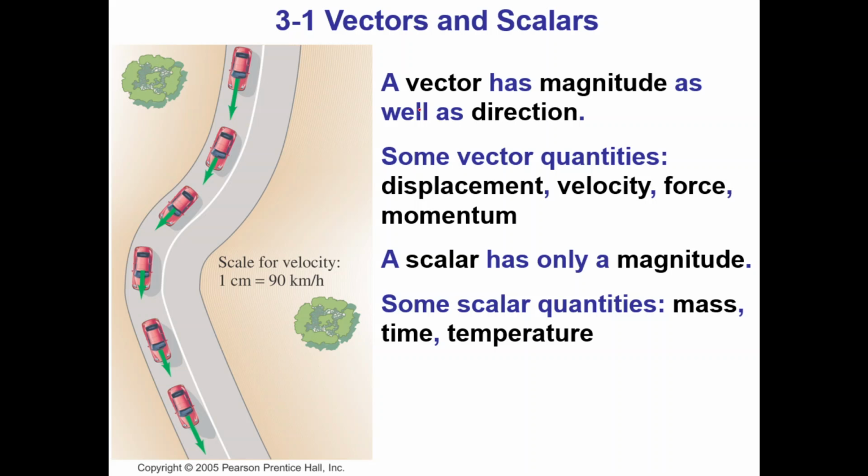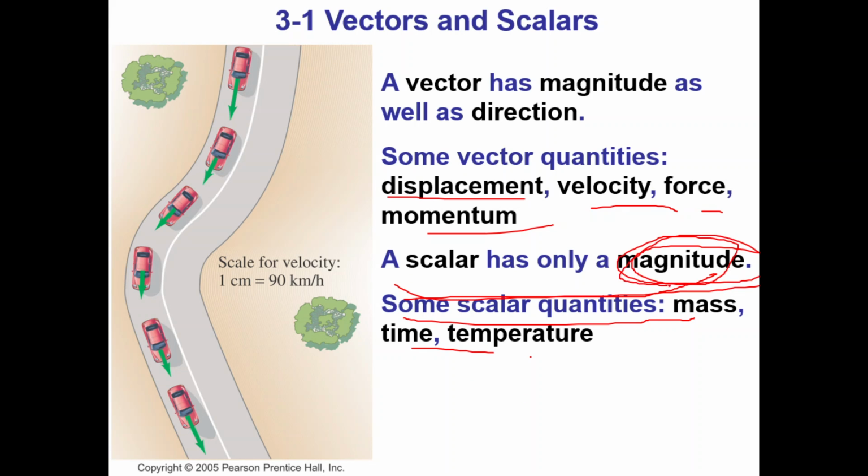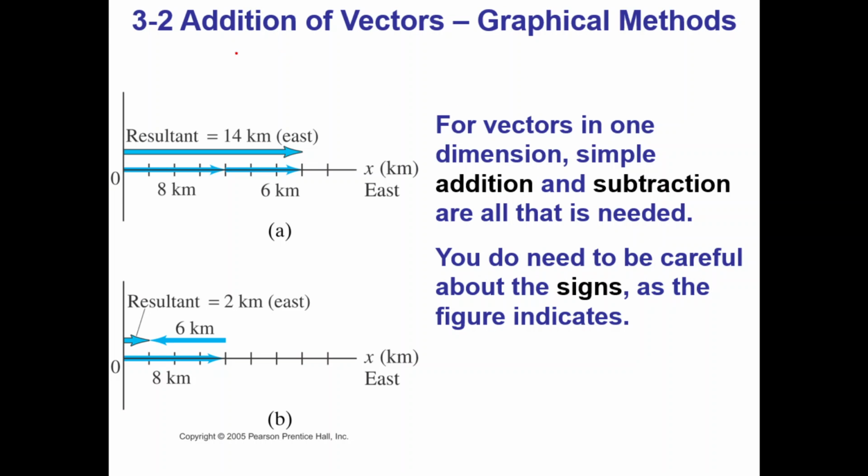So vectors have a magnitude as well as direction. Some vector quantities are displacement, velocity, force, and momentum. A scalar has only a magnitude. Some scalar quantities are mass, time, and temperature. As you can see, a scalar has only magnitude.